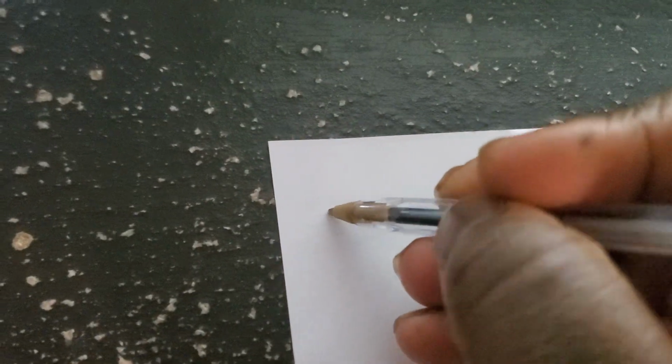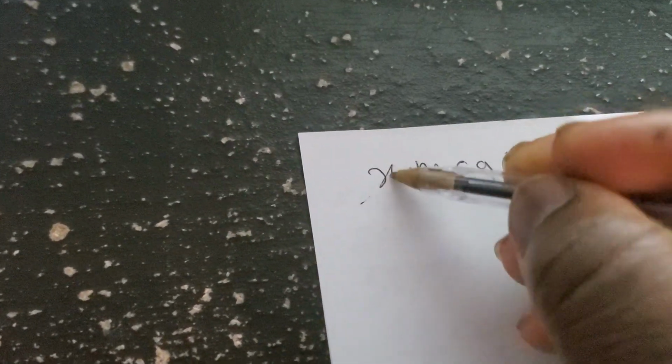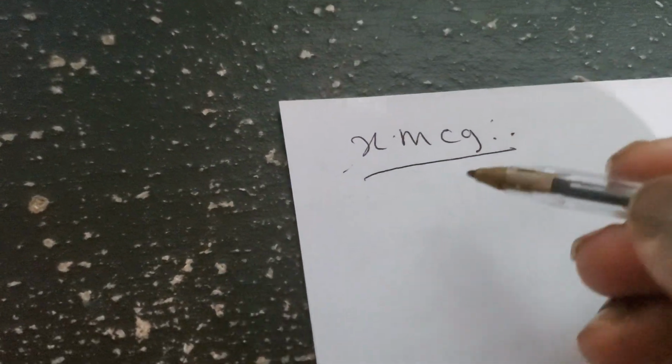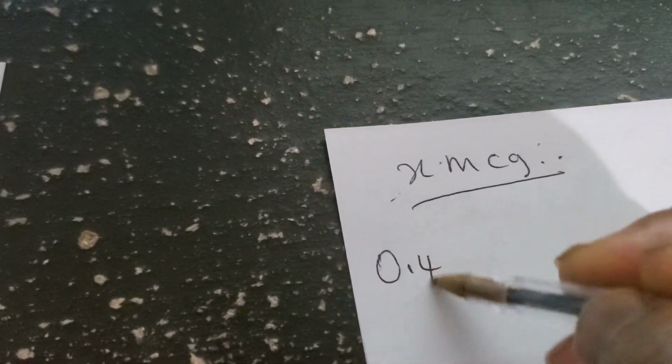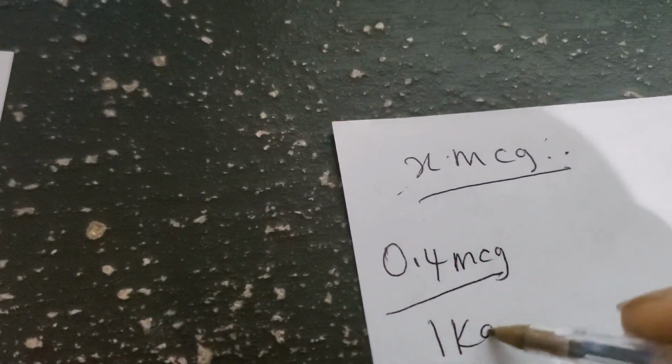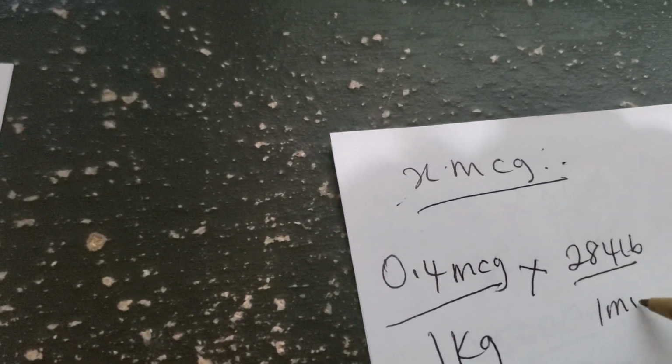We come to the table. All right, so coming to the table, what are we looking for? It says how many microgram. So this is what we are looking for, X microgram. We don't know. What have been given us? We have 0.4 microgram per kilogram times 284 pounds per 1 minute.